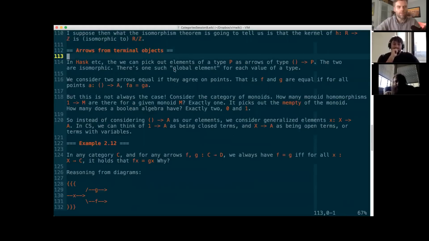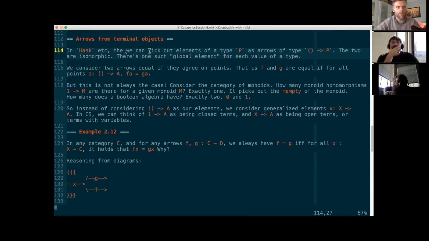He talks about arrows from terminal objects. So we talked about arrows into initial objects; now we talk about arrows from terminal objects. In Hask and other categories like that, we can pick out elements of a type. We can pick out the elements of a type P as arrows of type unit to P. Makes sense, right? So these two things are isomorphic. There's one such global element for each value of P. So, given a value of P, we can construct a unit to P and vice versa.